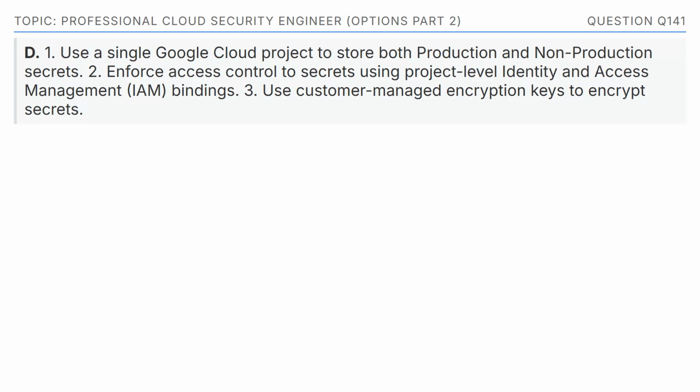And the remaining options are: Option D, 1. Use a single Google Cloud project to store both production and non-production secrets. 2. Enforce access control to secrets using project-level identity and access management, IAM, bindings. 3. Use customer-managed encryption keys to encrypt secrets.